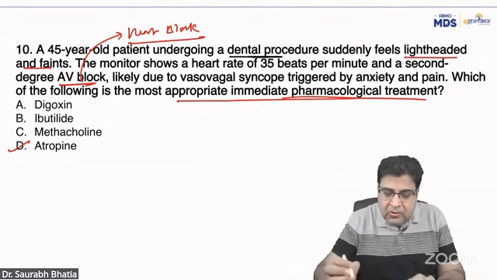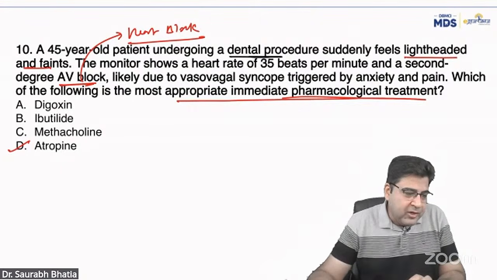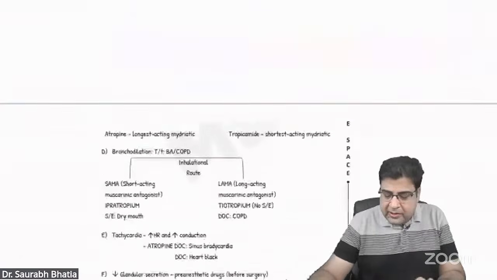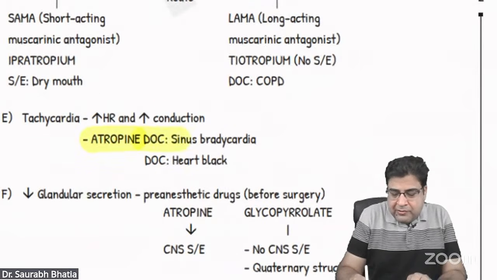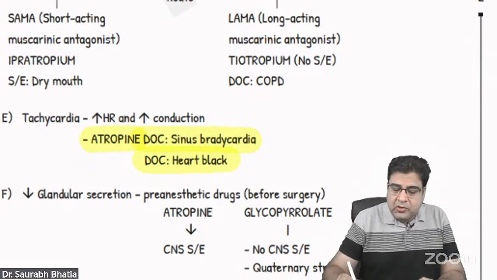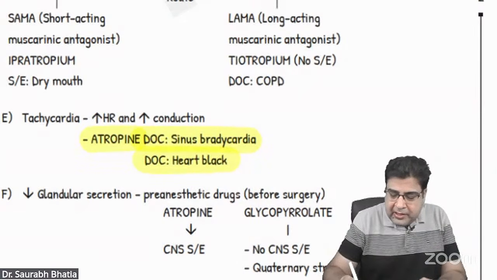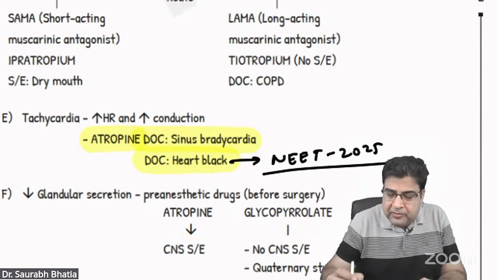So this is also, again, I would like to take credit because this was directly taken from our notes again. हाँ तो डायरेक्टली देखो ना ये क्वेश्चन आया ये रहा. So we have written in our notes that atropine is drug of choice for sinus bradycardia and drug of choice for heart block. So during our lecture also ये क्वेश्चन ना last time NEET में आया था. This was a NEET 2025 question. So your dental NEET 2025 question.